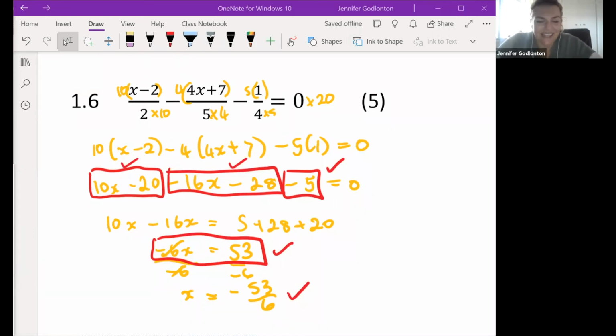All right, guys, if you want to take a screenshot, please feel free to take one. And then we're going to jump into some quadratics after this.